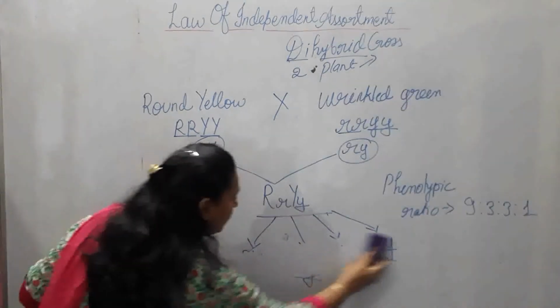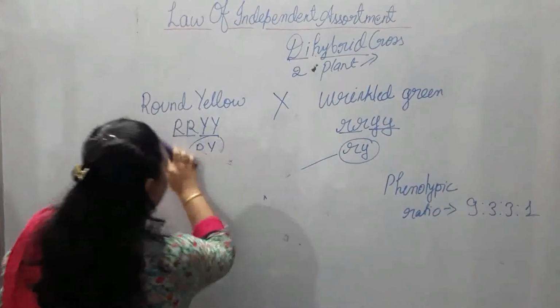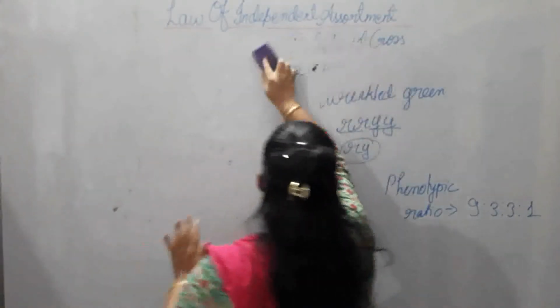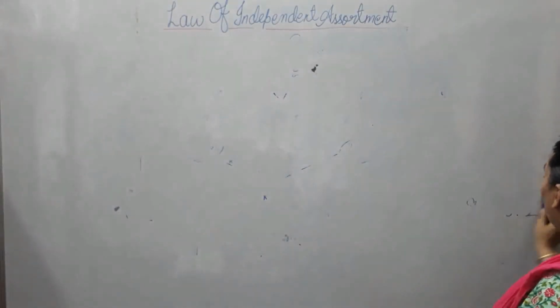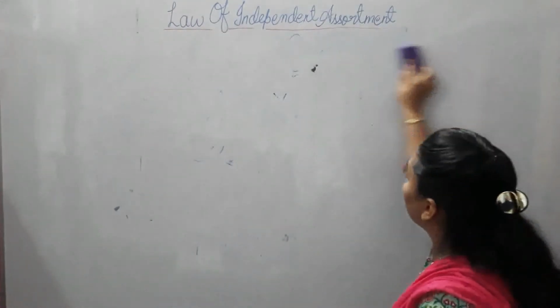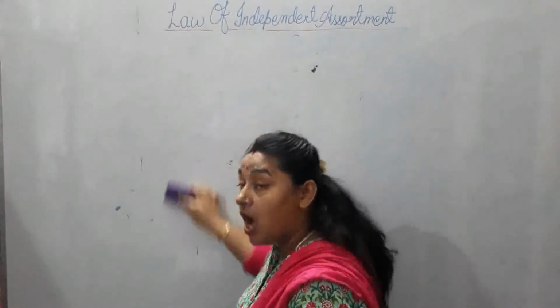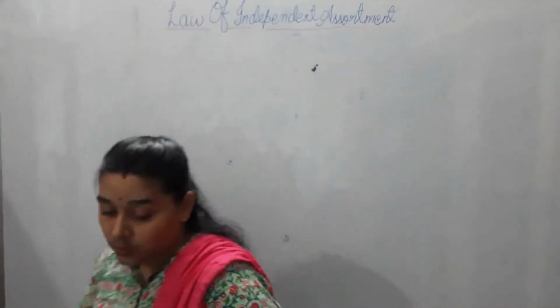Now after this, I hope you are clear with all three laws of Mendel. Now again here one question arises: how are you going to know whether the plant is homozygous or heterozygous by looking at it?